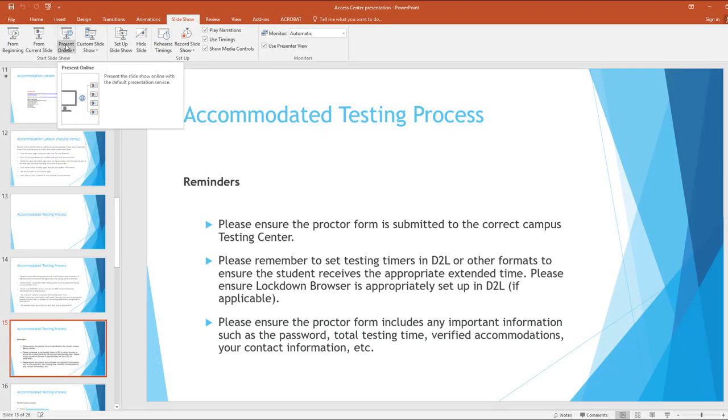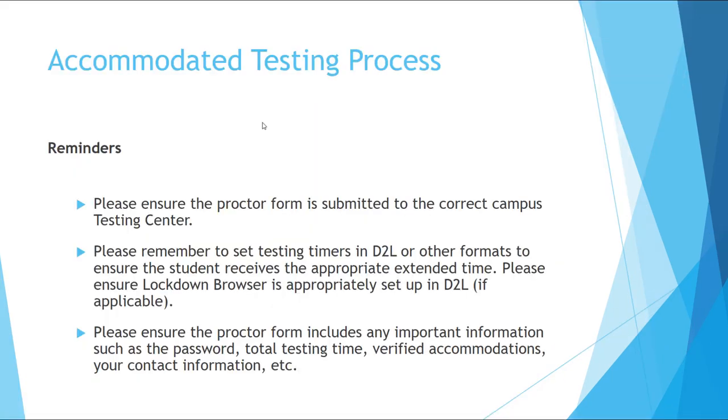All right, so let's talk a little bit about the testing process, the accommodated testing process. A couple of reminders: please ensure that the proctor form is submitted to the correct campus testing center. Please remember to set testing timers in D2L or other formats to ensure the student receives the appropriate extended time. Please ensure Lockdown Browser is appropriately set up in D2L if applicable. Also, please ensure the proctor form includes any important information such as password, total testing time, verified accommodations, as well as your contact information.